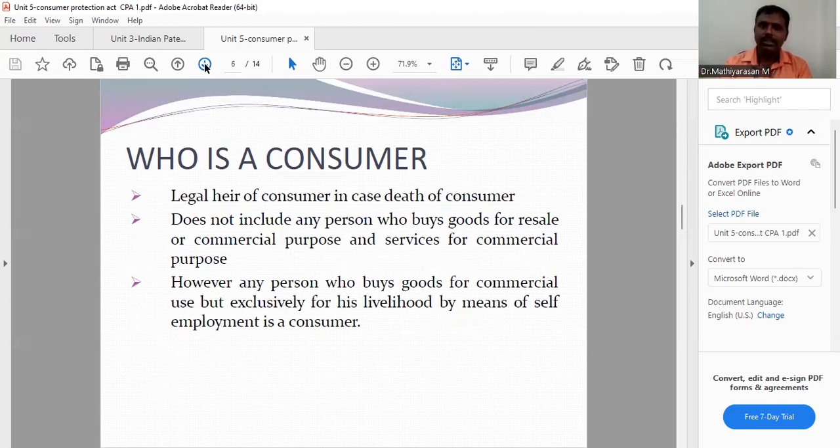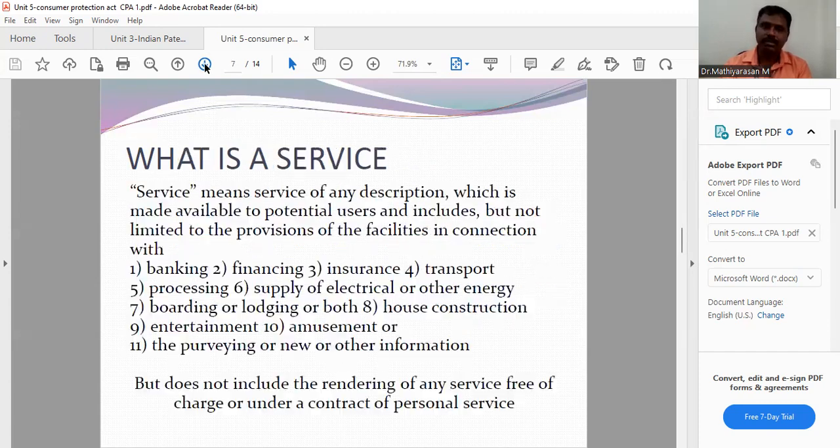A legal heir of the consumer, in case of death of the consumer. It does not include any person who buys goods for resale or commercial purpose, or services for commercial purpose. However, any person who buys goods for commercial use but exclusively for his livelihood by means of self-employment is a consumer.